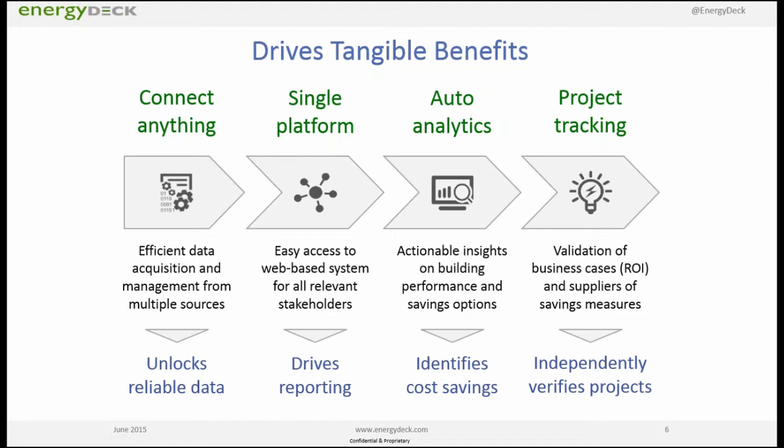The auto analytics is looking at how we can take that data and then provide useful analysis off the back of it, actionable insights. And then more importantly, from the ESOS point of view, it's about the project tracking. It's about how we can take the recommended projects that come out of the back of the ESOS audits and provide people a way of implementing them and then tracking the benefit of them over the next 4 years.